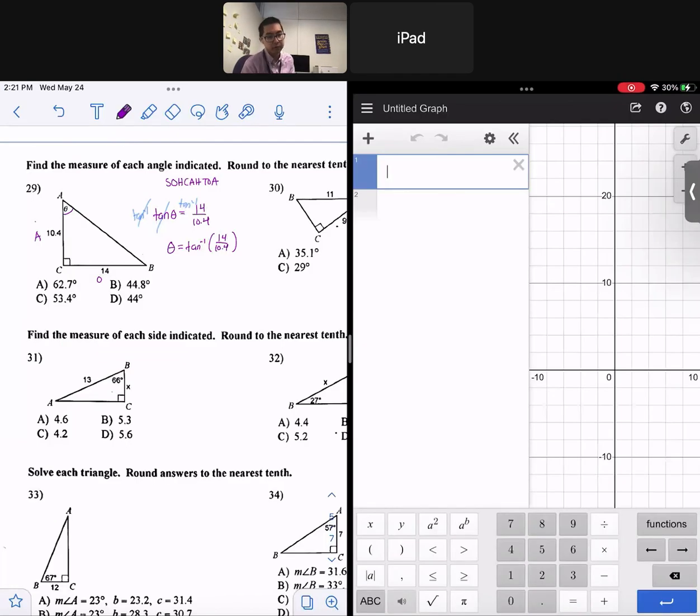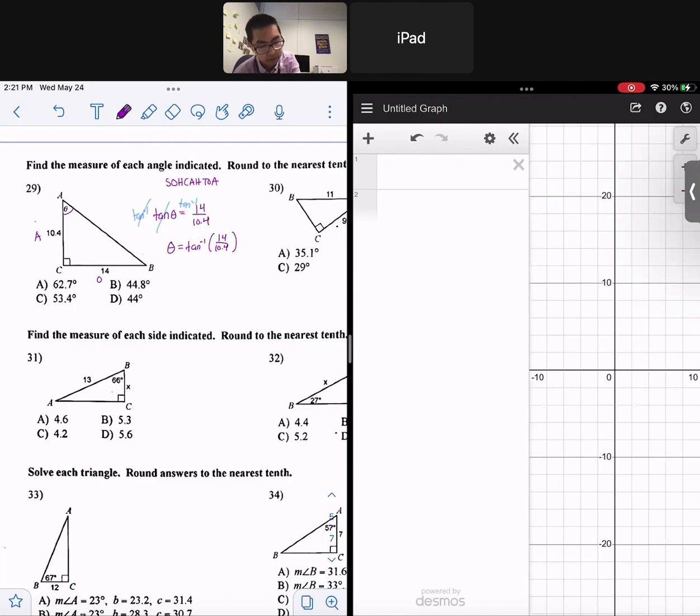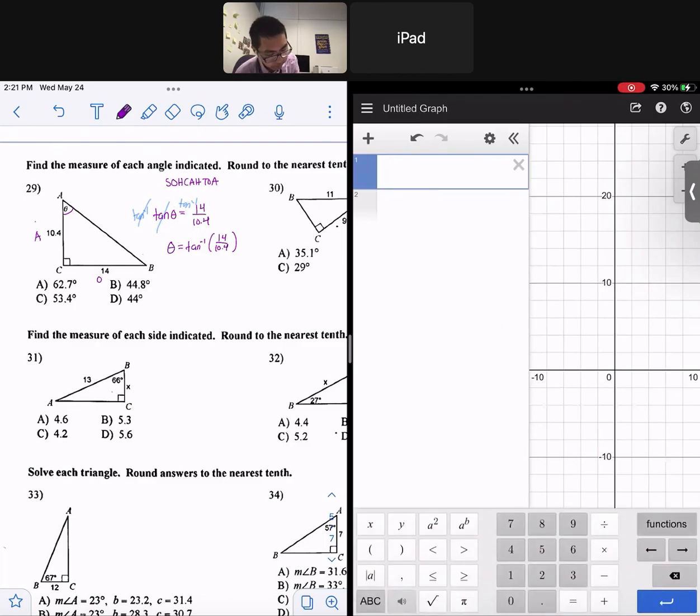Just remember, in Desmos, you need to hit the wrench in the top right hand corner, and make sure it's in degrees. Functions, tan inverse of 14 divided by 10.4, which is 53.39, but we have to round it, so it's 53.4, which is C.